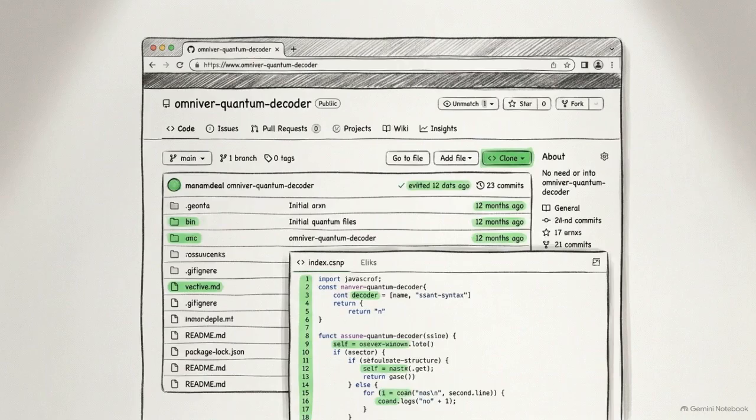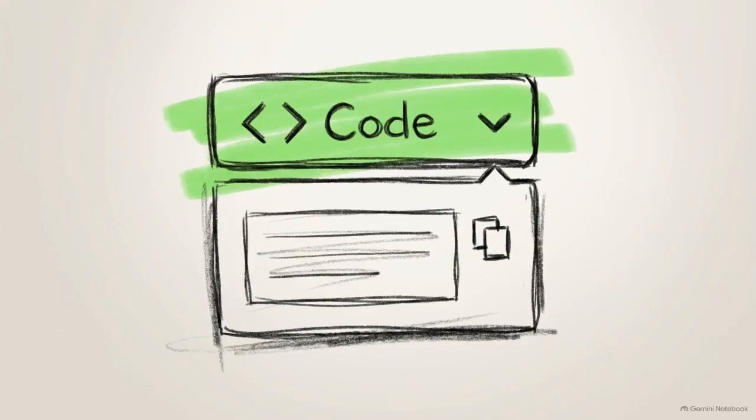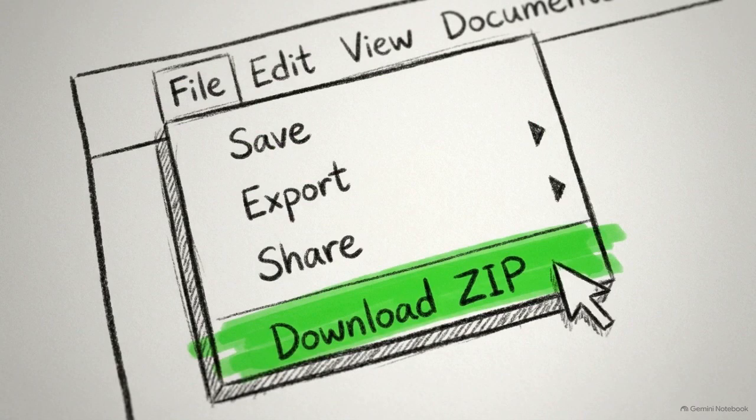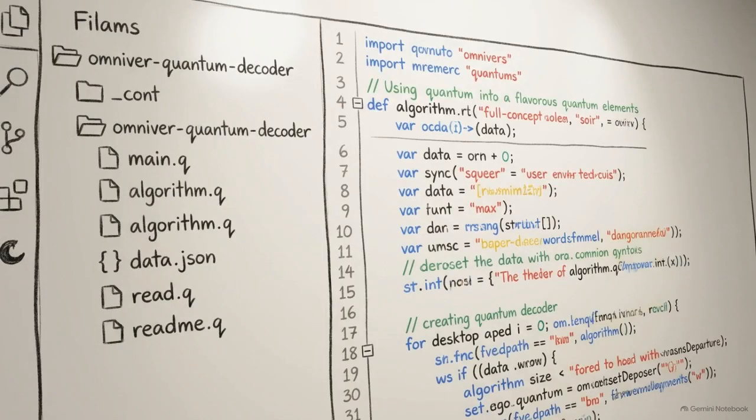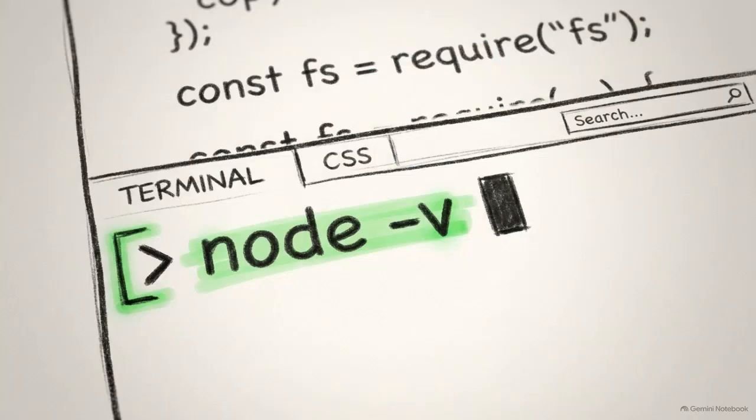Step 1 is getting the files. Head over to the project's GitHub repository and locate the download section near the top of the page. Click the green Code drop-down button. From here, you can either copy the clone URL if you use Git, or simply download the zip file to your hard drive. Once it downloads, extract the files and open the Omniver Quantum Decoder folder inside your preferred code editor.